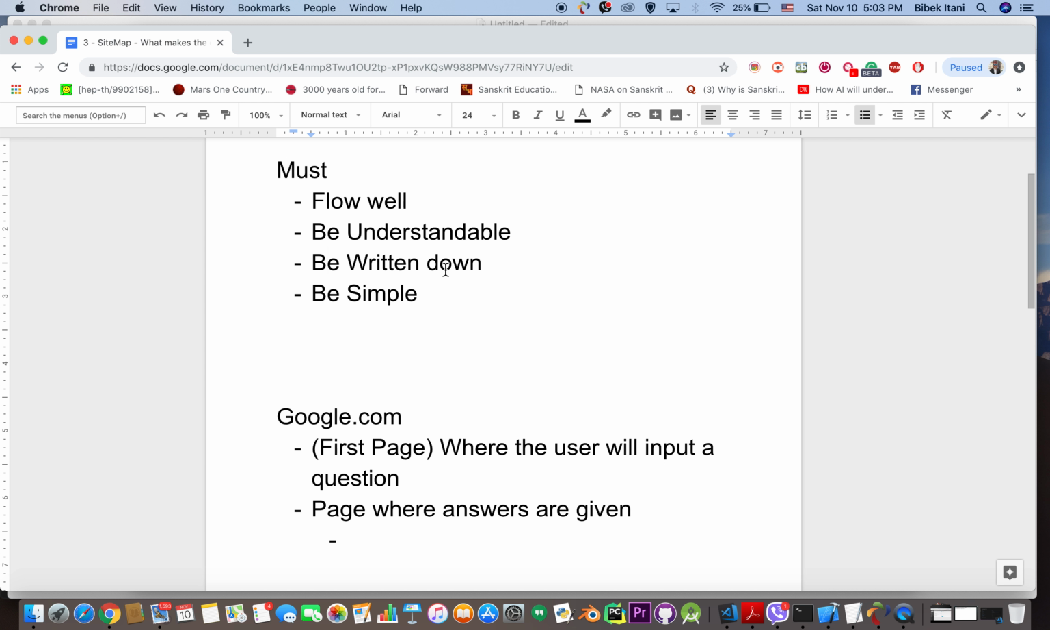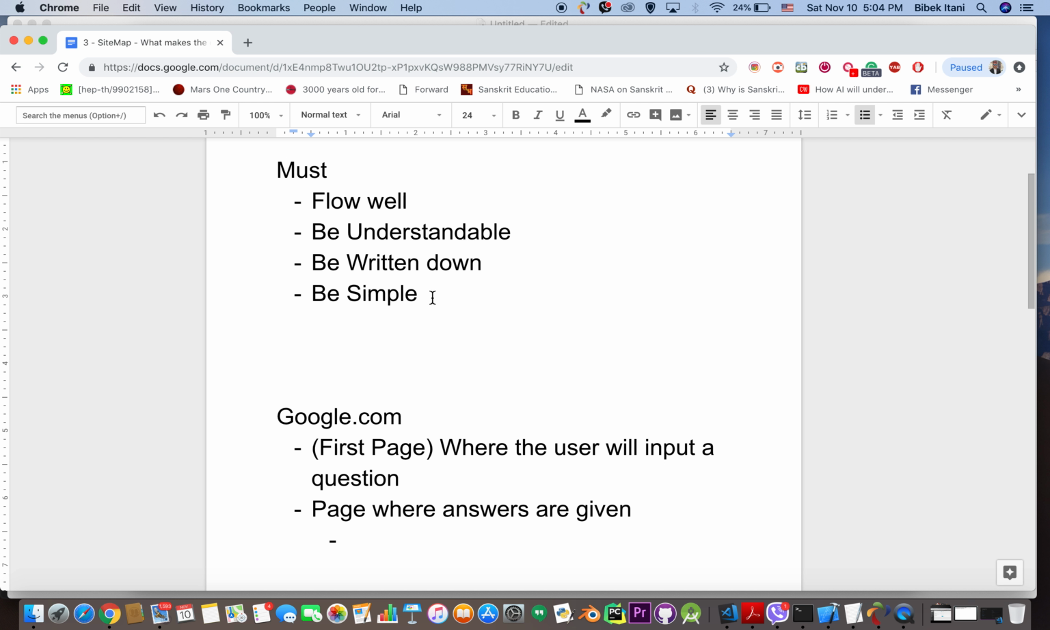Now, sitemaps must also be written down because you might have different ideas, different ways you're going to build a website. But then if you don't write down your sitemap, you're going to get lost, you're going to get frustrated, you're going to get confused, you're going to have so many ideas in your mind how you're going to go about it. But then if you don't write it down, you won't be able to see how you are doing, to see where you're going. Sometimes you might even think about it, but then it's a very good practice to write down your sitemap, just like how I simplified the Google sitemap here.